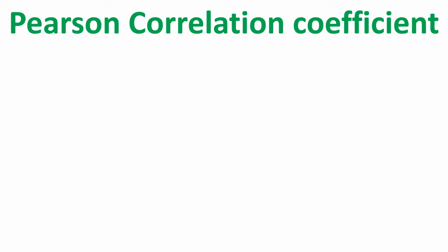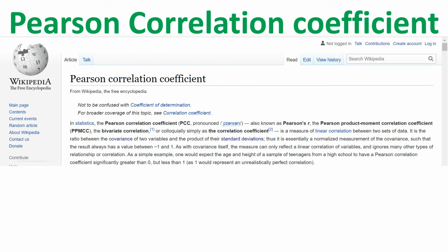If you look at Wikipedia, this is the definition or explanation of the Pearson Correlation Coefficient. But the point I want you to note is that this is a measure of linear correlation between two sets of data. This is something I will explain in detail also. For now, you can understand that it simply tells you how linearly the two variables are related.